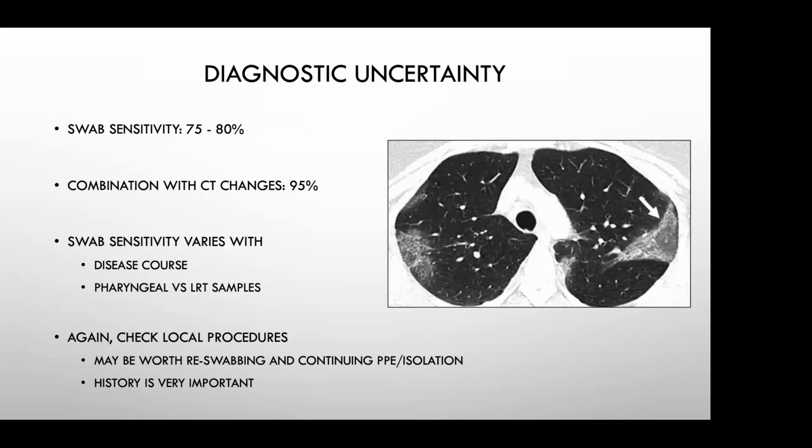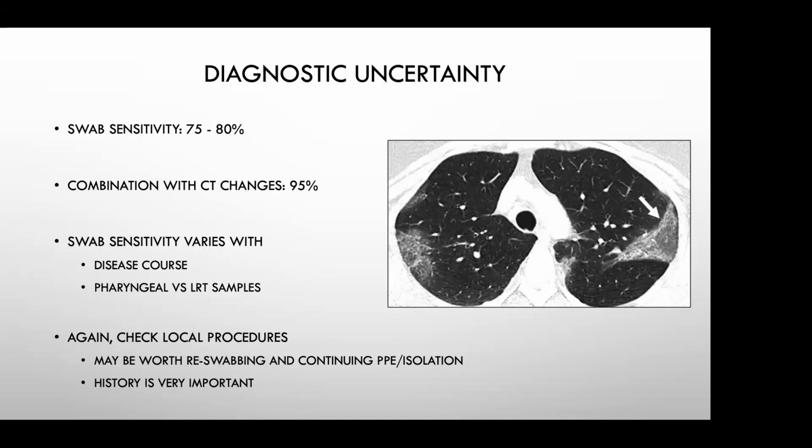The test is not foolproof, so the swab sensitivity is about 75 to 80%. There is a reasonably high false negative rate. In combination with the CT changes, it's got a sensitivity of 95%, and those are the classic CT changes. So middle and basal ground glass changes, mostly peripherally.